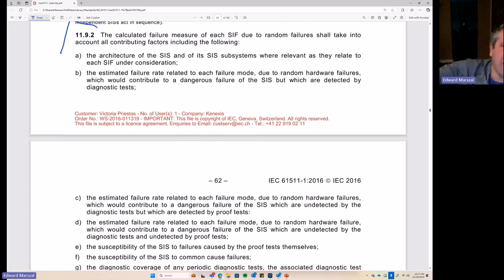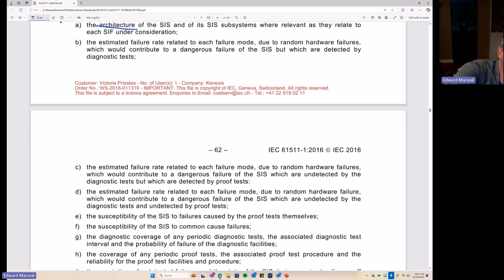So item number 1 is, what is my architecture? So 1 out of 1, 1 out of 2, 2 out of 3, 2 out of 2, those are different architectures, and different architectures are going to have different probabilities of failure, risk reduction factors associated with them. So you need to think about your voting arrangement. It's pretty straightforward. Items B, C, and D are all failure rates.